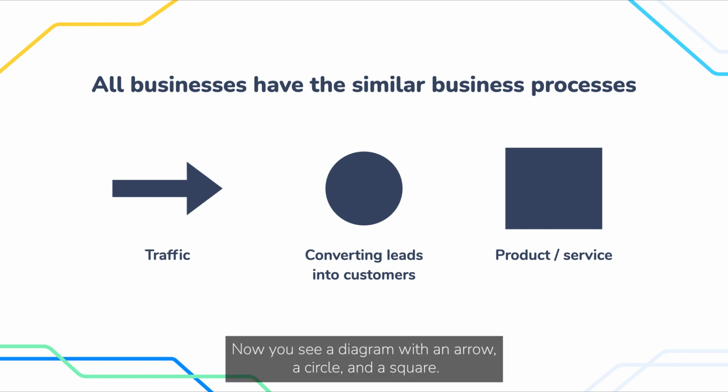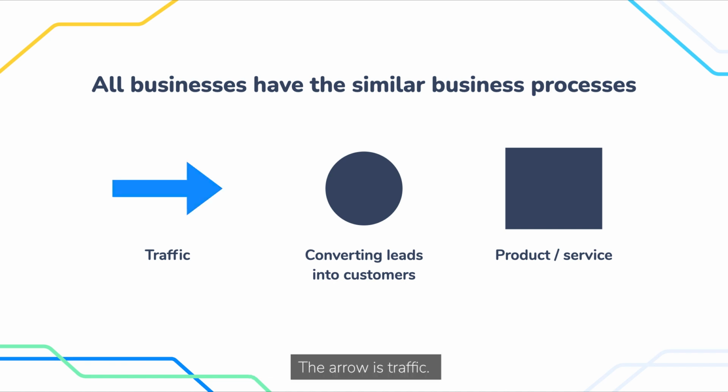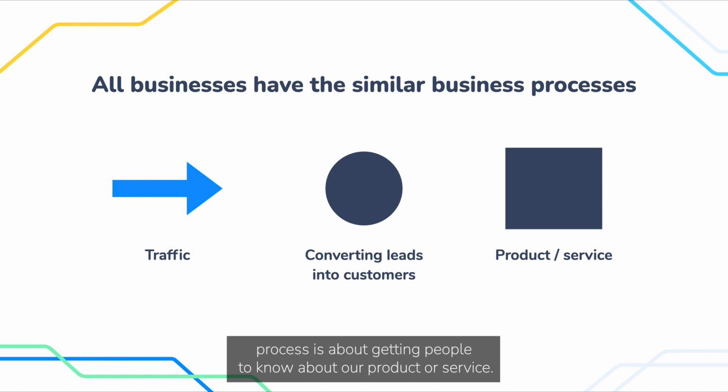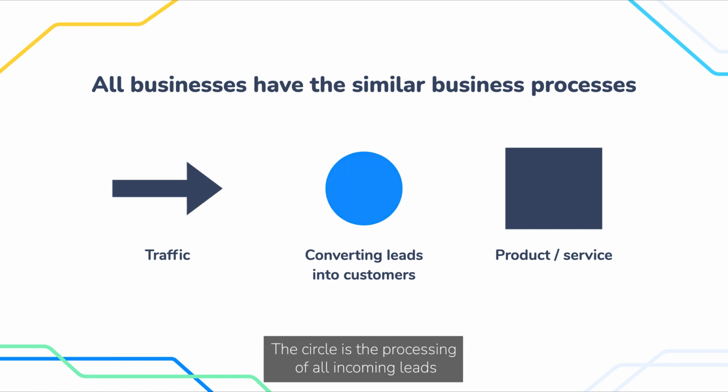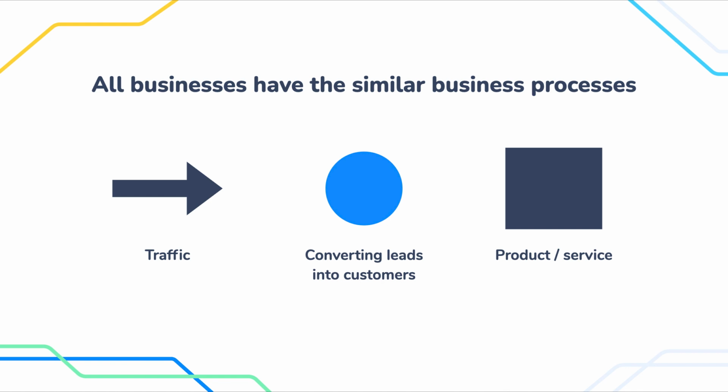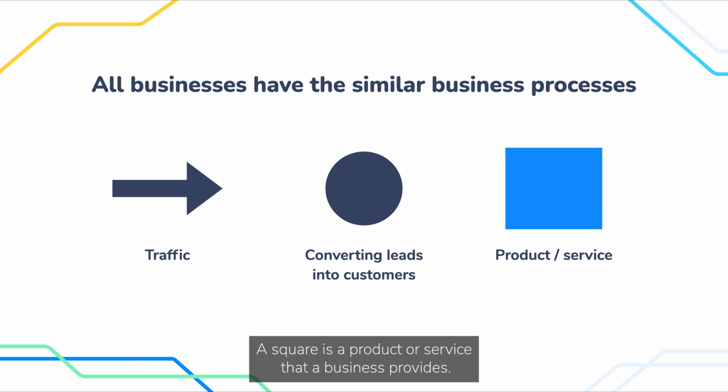Now you see a diagram with an arrow, a circle, and a square. The arrow is traffic. This business process is about getting people to know about our product or service. In other words, it attracts leads, so it's lead generation. The circle is the processing of all incoming leads and the conversion of these leads into sales. A square is a product or service that a business provides.